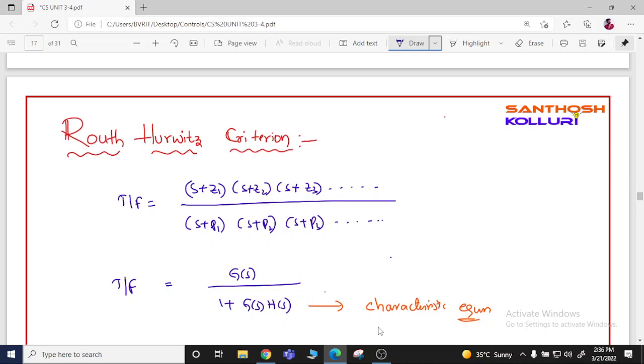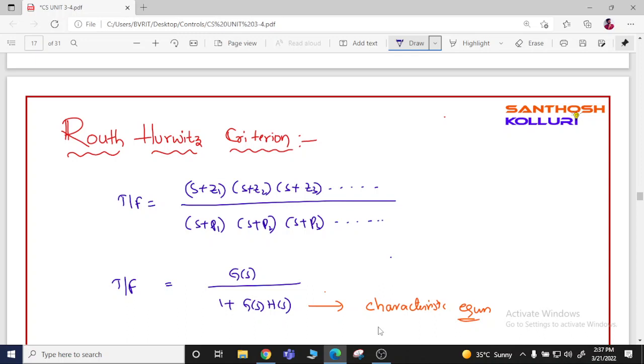The advantage of this Routh criteria is we can calculate the number of poles lying on the right hand side of the S plane without solving the characteristic equation. Just we are finding the number of poles, how many poles lying on the right hand side, how many poles lying on the imaginary axis, or how many poles lying on the left hand side of the S plane, without solving the characteristic equation, by using this Routh criteria method.